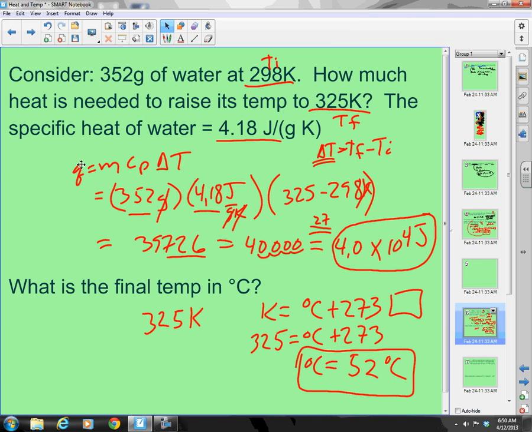All right, let us stop there. Next time we will do another question with this, and then we'll move on to heating curves.